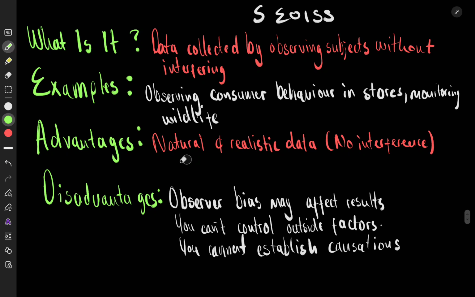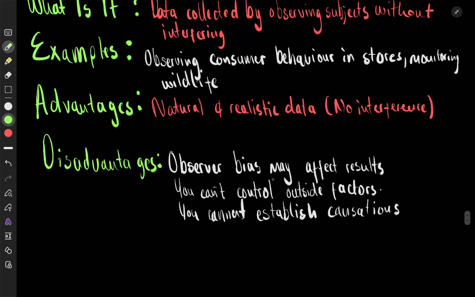Advantages of this is it's natural. It's natural. Nothing is going to be changed. You get natural and realistic data, which because there is no interference, you're not changing anything, so you get natural and realistic behavior. Now, disadvantage is observer bias.